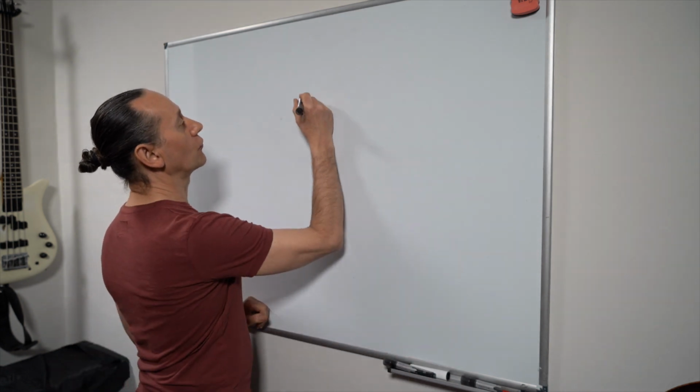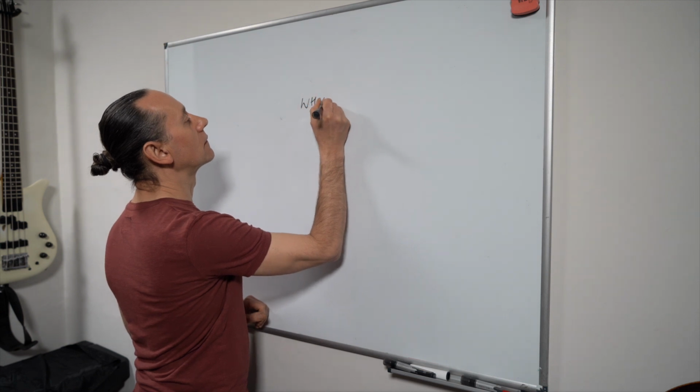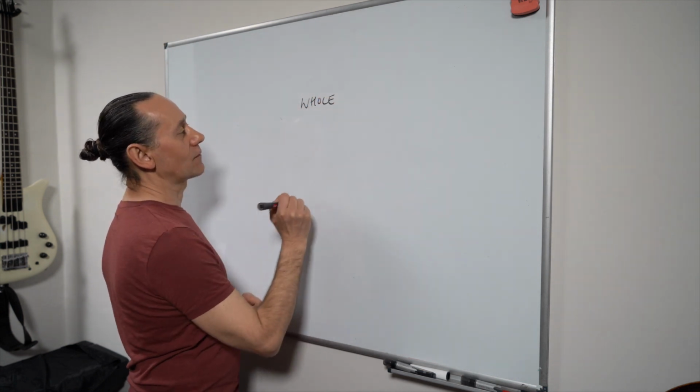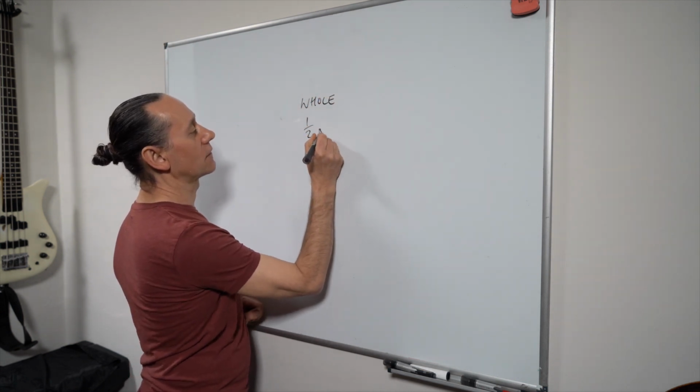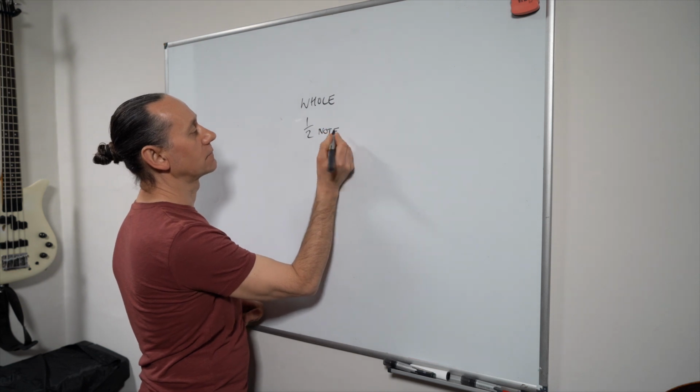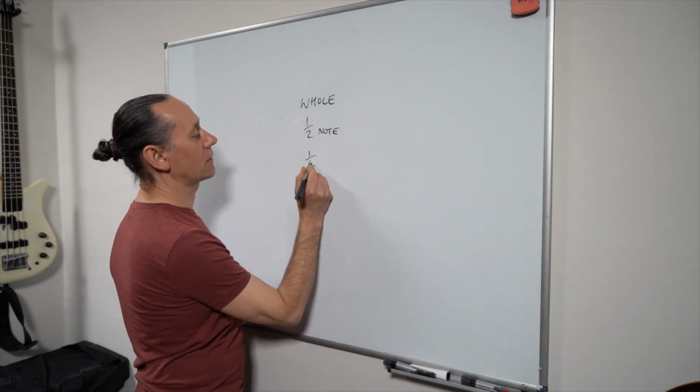I'm going to start with just 3 different note values, and we'll start with their names. The first one will be a whole note. The second one will be a half note. And the third one will be a quarter note.